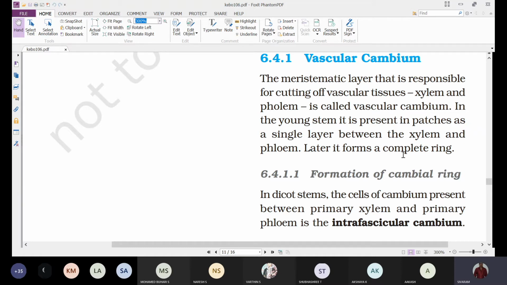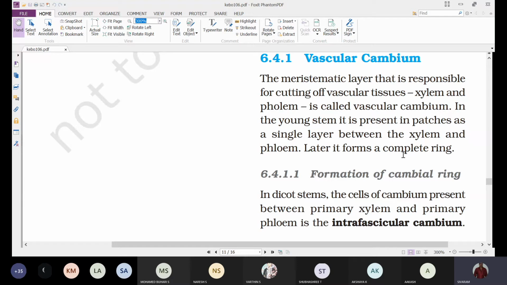And this meristematic layer, responsible for cutting off vascular tissues, xylem and phloem, is called vascular cambium. As it regains the ability to undergo cell division as meristematic cells, this meristematic layer present between the xylem and phloem, helping in their separation, is called vascular cambium. In young stems, it is present in patches as a single layer between the xylem and phloem. Later, it forms a complete ring.